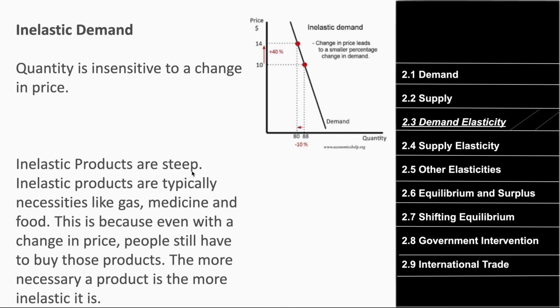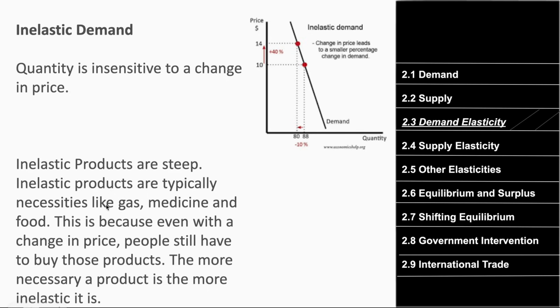So inelastic products have a steep curve like here, where we have a dramatic change in price, but a small change in quantity. So here we have a 40% increase in price, but only a 10% decrease in quantity.